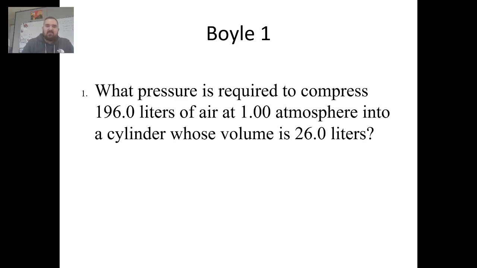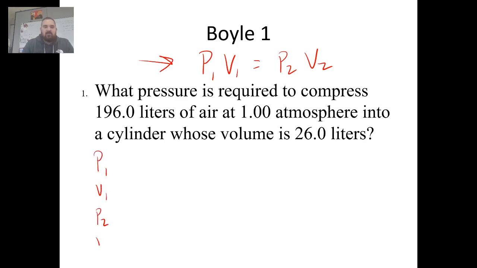So first thing I'm going to do is right at the top, I'm going to put in our equation. So we got P1 times V1 equals P2 times V2. And then over here, you don't need to do this part. This is the part that I definitely want from you, though. So down here, we're going to put P1, V1, P2, V2. And then we're going to plug in our values.